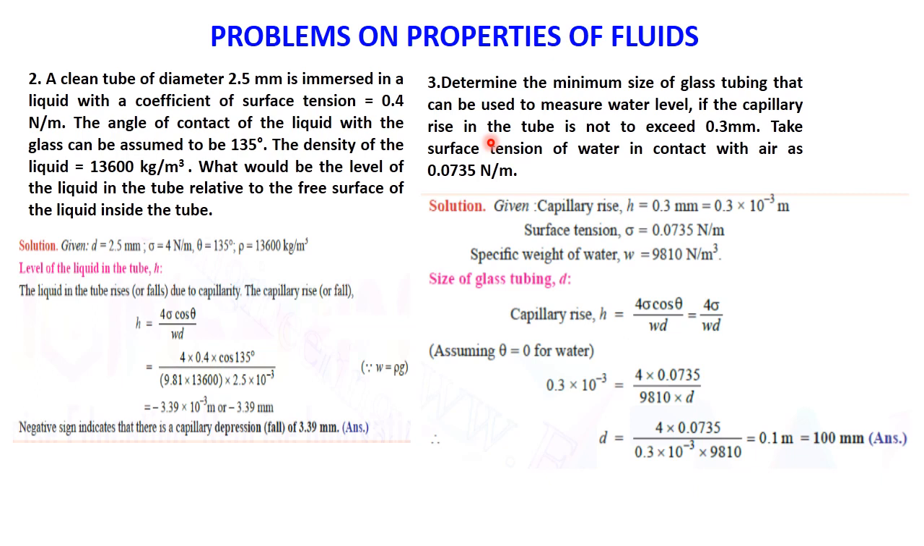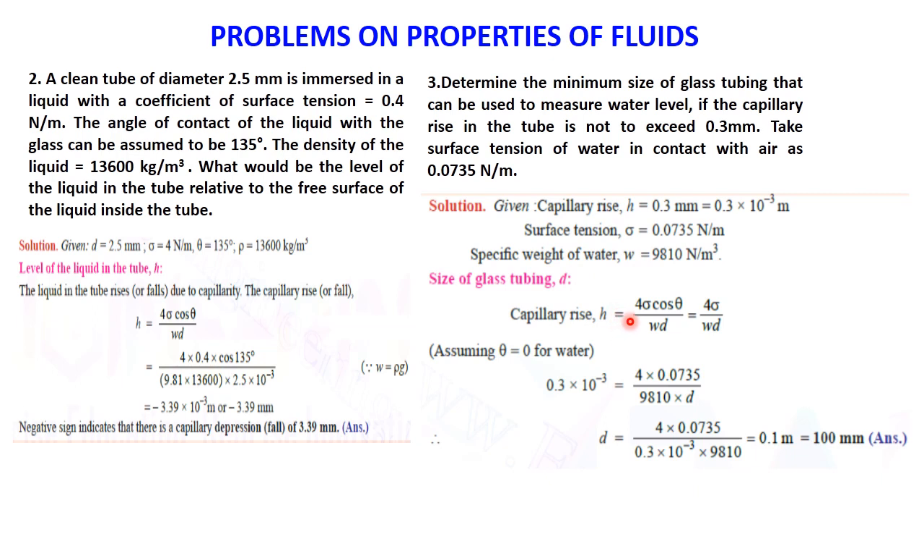We have to find the diameter of the pipe, and vice versa, values are given to us, like the surface tension value and the capillary rise value, because here it is purely mentioned that it is capillary rise, so there will be a positive value. So in given capillary rise, h is equal to 0.3 mm, that is 0.3 into 10 raised to minus 3 meters. Surface tension sigma is equal to 0.0735 Newton per meter. Specific weight of water W is equal to 9810 Newton per meter cube, because here only water is given, so we have to take the specific weight of water.